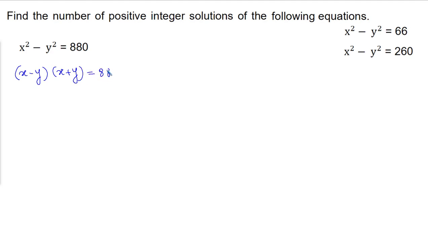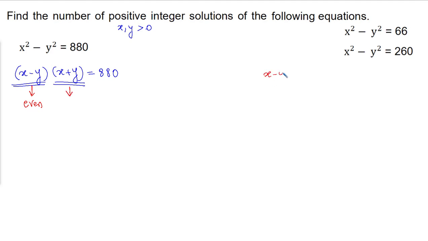Over here both numbers x and y have to be positive, meaning they are supposed to be greater than 0. The multiplication of two numbers is 880, so out of these two brackets, at least one bracket has to be even. If I consider x minus y is even, then what kind of number is x plus y? Let's see.